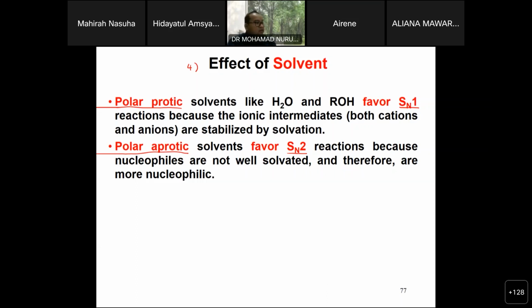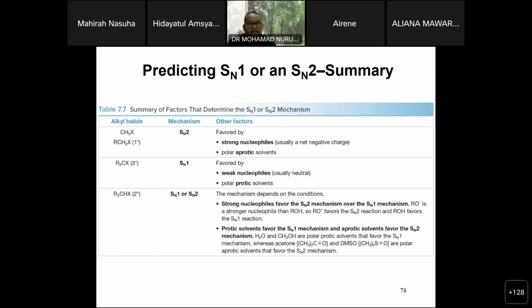And also, as a summary for predicting SN1 and SN2 reactions, here, this is methyl, and primary alkyl halide favors SN2 reactions. If we talk about nucleophile, we refer to a strong nucleophile, which is usually OH minus, or another RO minus. It's a strong nucleophile, and it is paired with aprotic solvents.